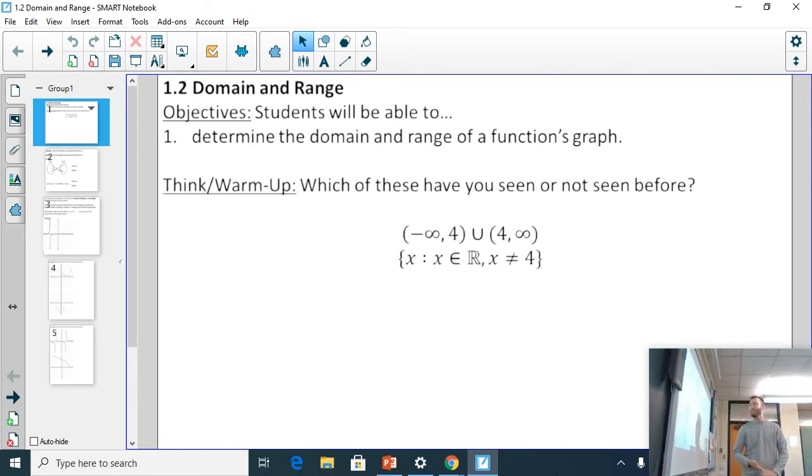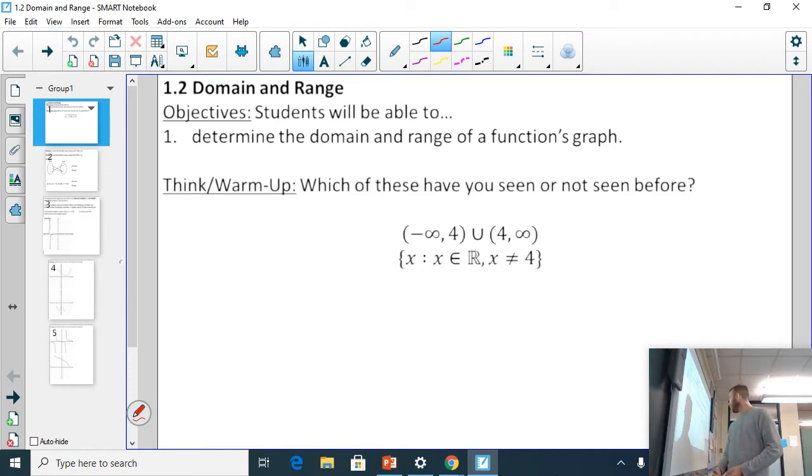And today we're going to be going into 1.2, which is going to be about domain and range. And so for a think slash warm up, I just have: which of these have you seen or not seen before? I'm going to assume that we've all kind of heard about domain and range, maybe. And we've probably definitely seen this.